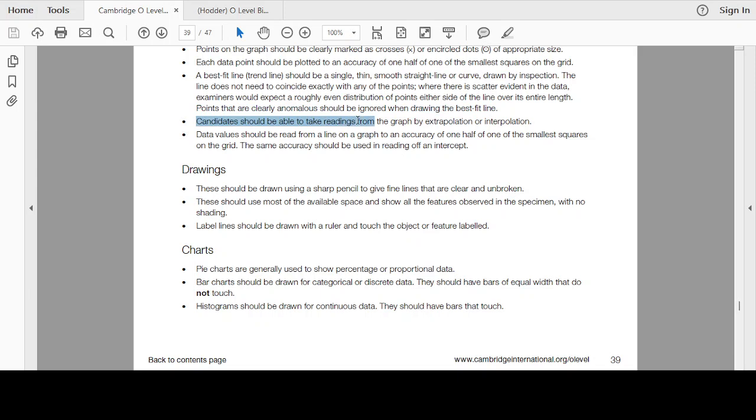Candidates should be able to take readings from the graph. We talked about this. Direct data value should be read from a line on a graph to an accuracy of 1/2 of one of the smallest squares. Okay, the same accuracy should be used in reading of an intercept, so either the y or the x-intercept.